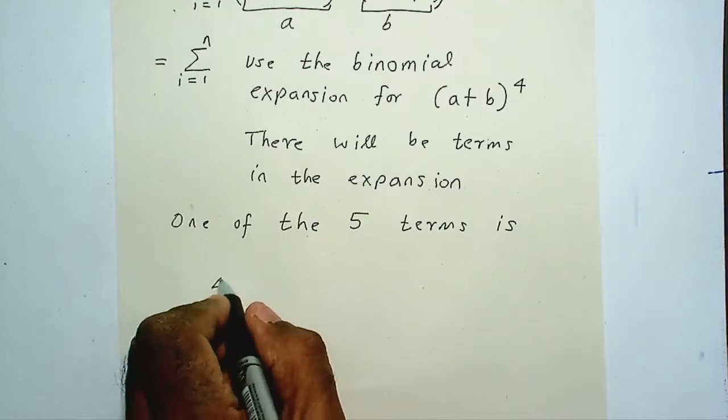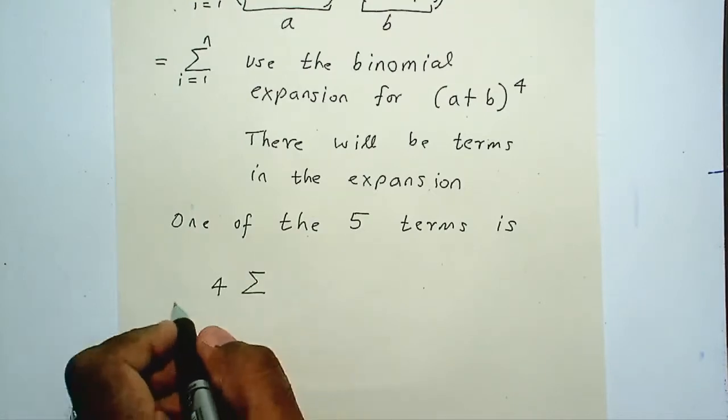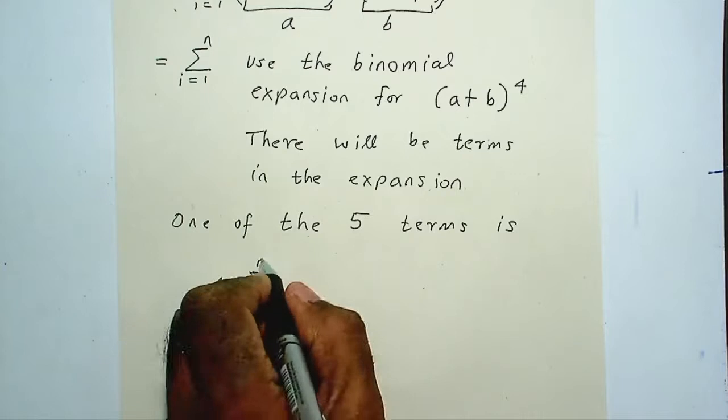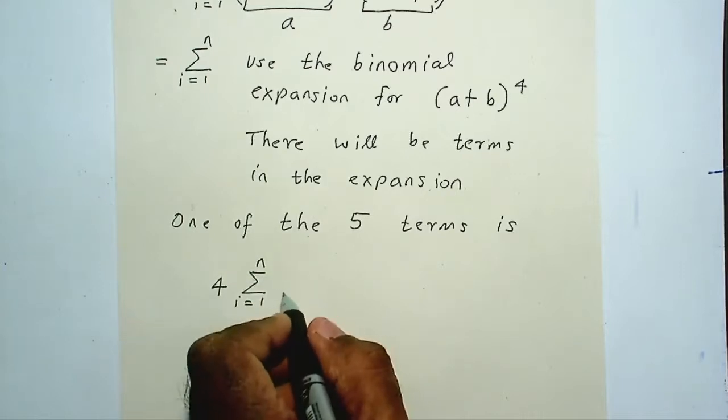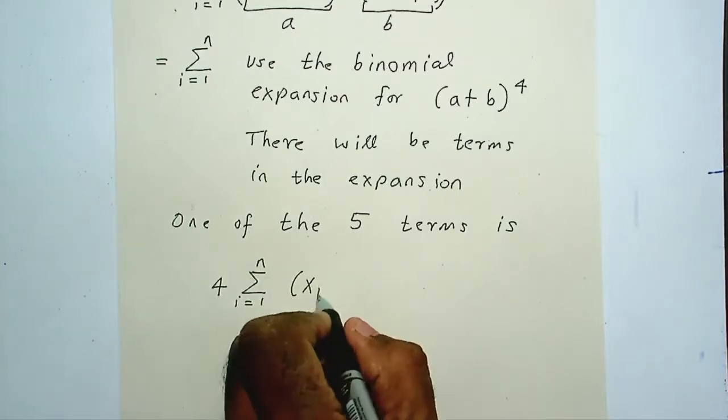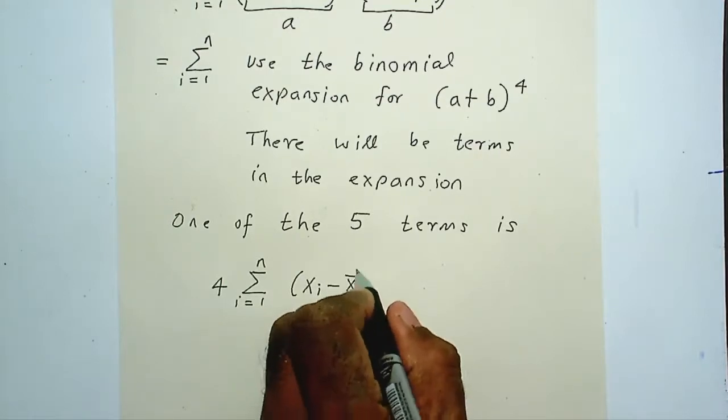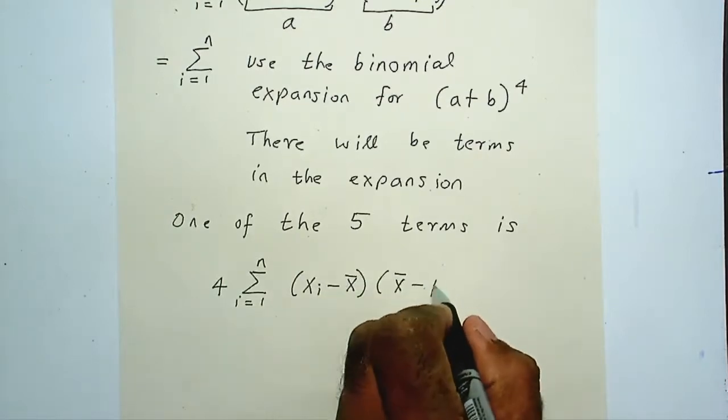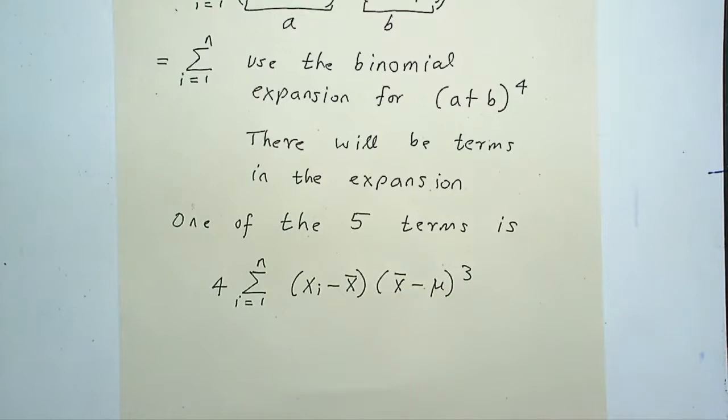It is 4 times the sum of one of the 5 terms is this. And you need to show that this term is equal to 0. Several of you just said that this is 0 without actually showing it. In mathematics, you can't just say x equal to y. You need to prove why x is equal to y. It's not good enough to say that something is equal to something.